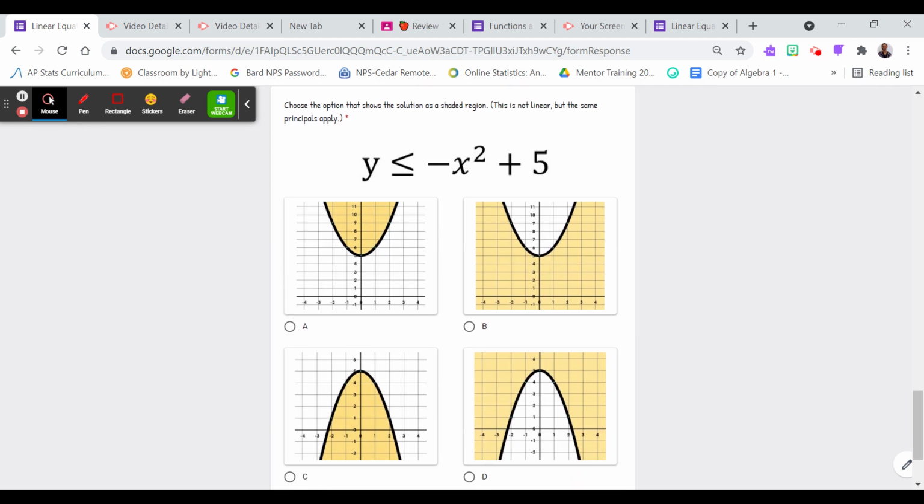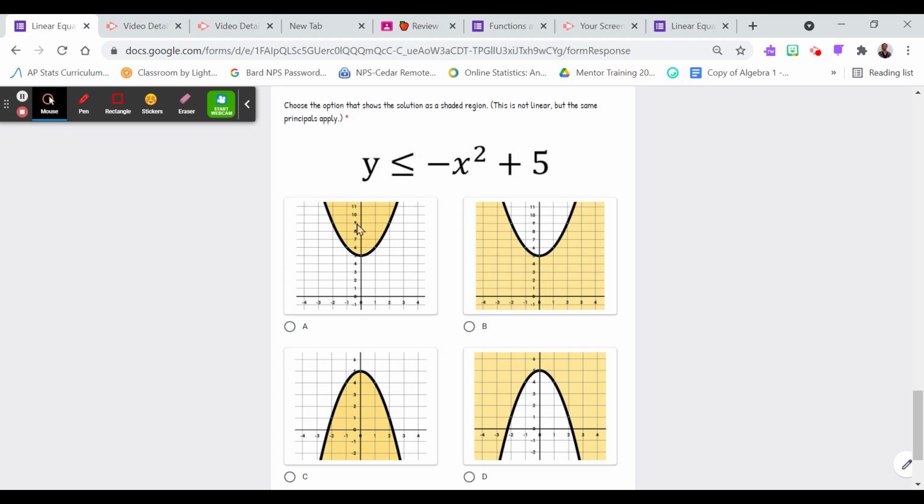So here we're going to choose the option that shows the solution of this shaded region. This is not linear, but the same principles apply. We're still going to look at the inequality sign. We can look at our expression, decide if they're going to shade above or below, and if it's solid or dashed. So I see the less than or equal to, so it's clearly going to be solid. You have that equals to, and it's going to be shaded below whatever our curve is.